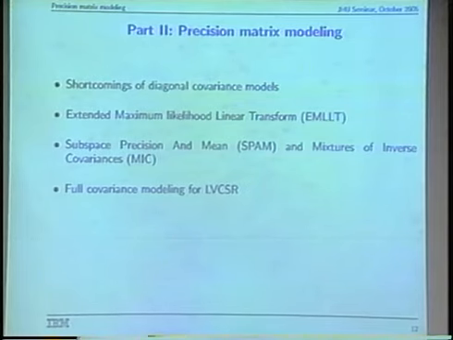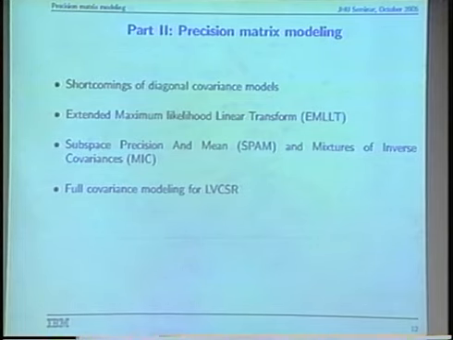One is called extended maximum likelihood linear transform, which builds on the work of Ramesh Gopinath on MLLT, and Mark Gales on what he calls semi-tied covariance transform, which is actually exactly identical to MLLT.